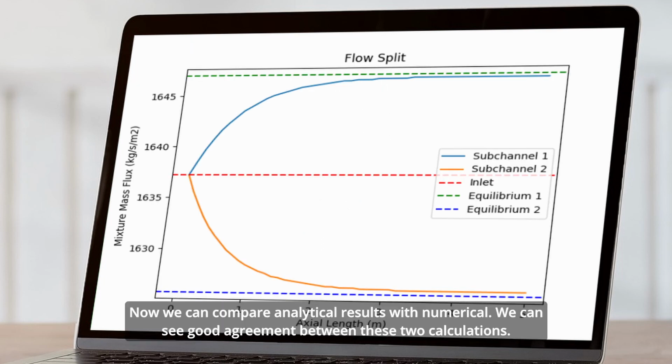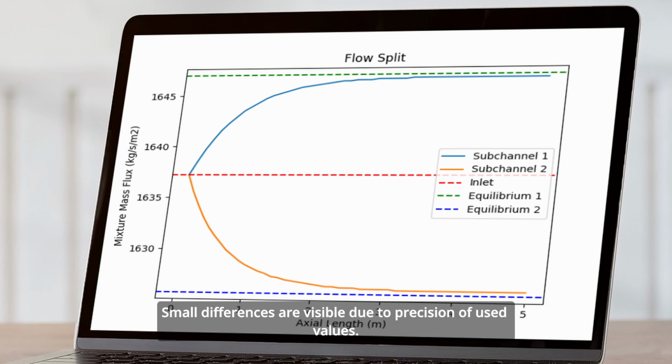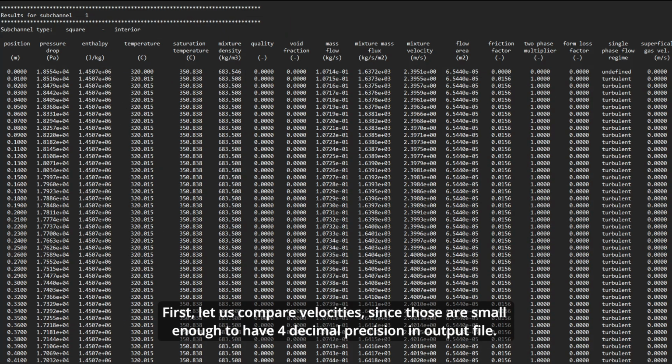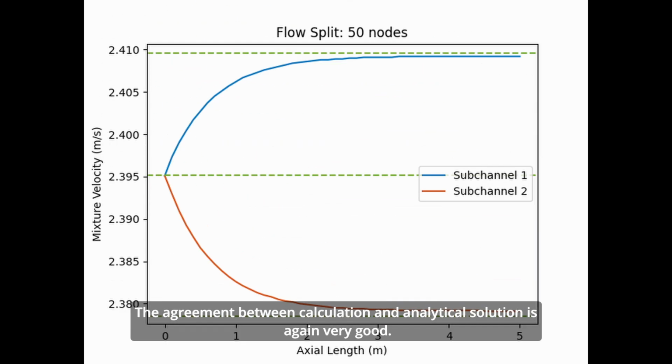Now we can compare analytical results with numerical. We can see good agreement between these two calculations. Small differences are visible due to the precision of the values used. Now that we are familiar with the approach, we can be more precise. First, let us compare velocities, since those are small enough to have 4 decimal precision in the output file. The agreement between calculation and analytical solution is again very good.